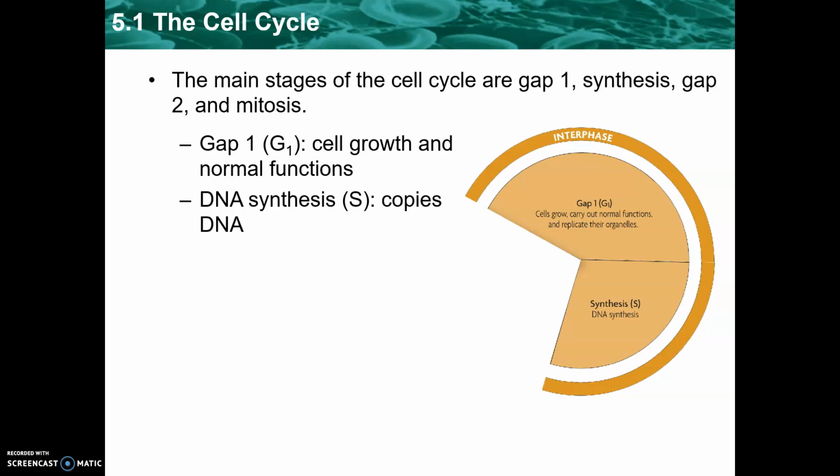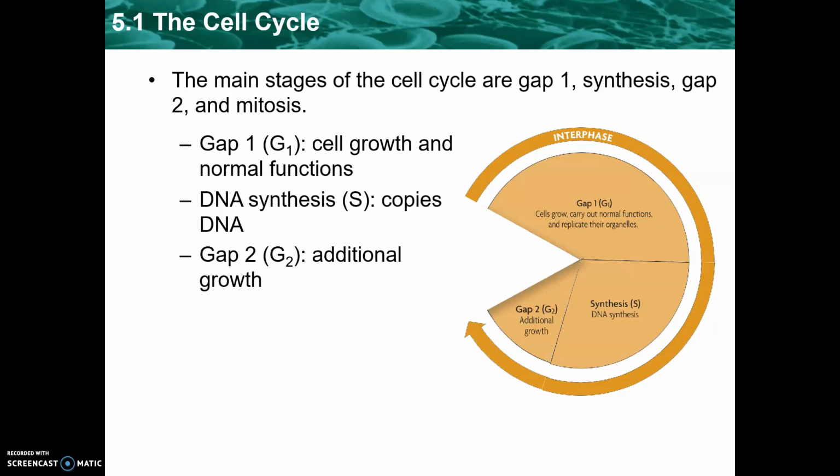A cell is going to stop doing its normal function because it's going to be messing with the DNA, and it's hard to use your DNA to make essential proteins if you're in the process of copying it. So the S phase really only has one thing that's happening, and that is the process of DNA replication.